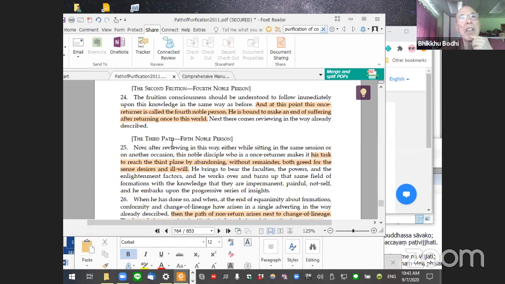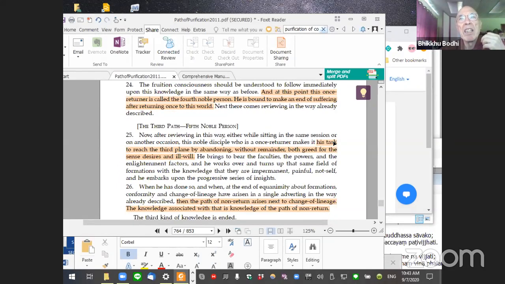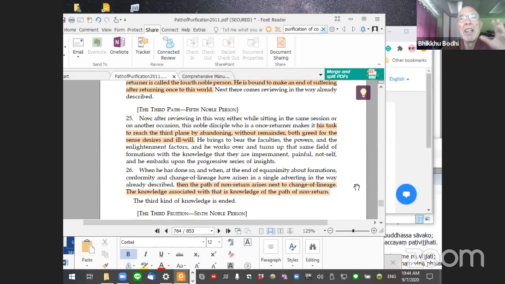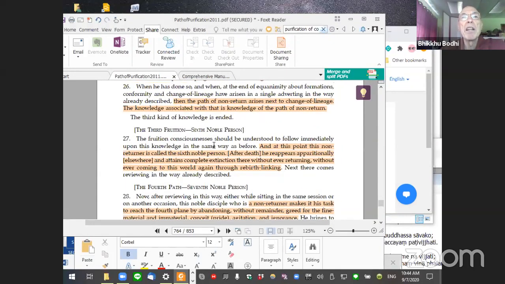Okay, now we take the practitioner who is not satisfied with the stage of once returner, but wants to go further. So this one again takes up the practice, again contemplates formations as impermanent, dukkha, non-self, enters the series of insights, comes to the stage of equanimity about formations. And now, if his faculties are strong enough, following equanimity about formations, he'll enter upon the insight leading to emergence. There occurs conformity, change of lineage, and then arises the path of non-returning. And then following the path of non-returning, there comes immediately after, the fruition consciousness, the fruit of non-returning.